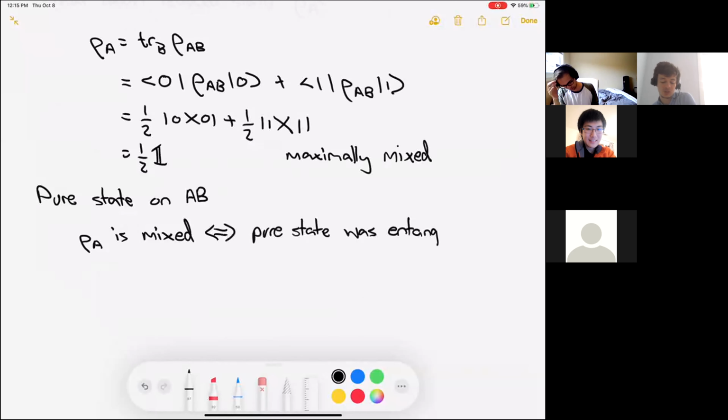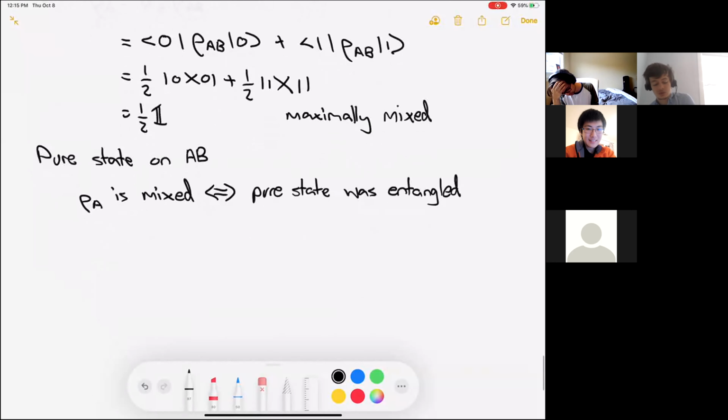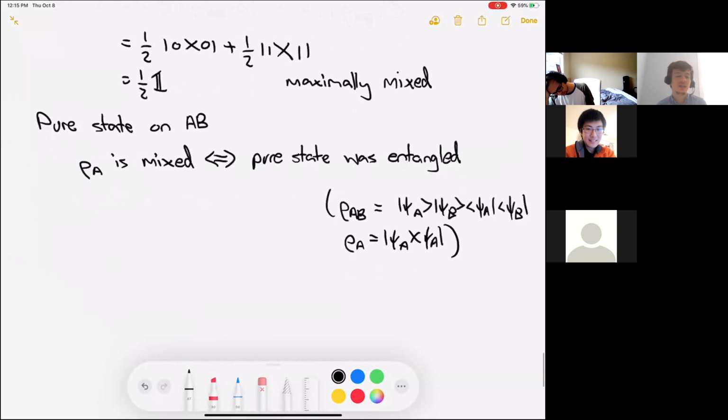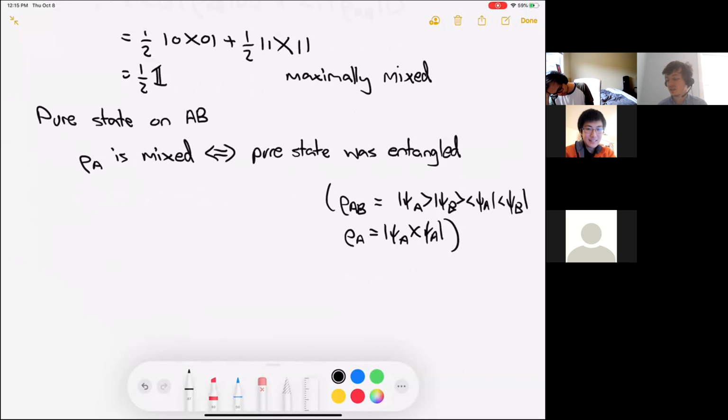This is sort of unsurprising. If the original state, rho AB, equals |psi A>|psi B> times <psi A|<psi B|, then when we partial trace over B, we just get |psi A><psi A|. That is still a pure state. But if rho AB can't be written in that form, then we always find that the reduced state rho A ends up being mixed.